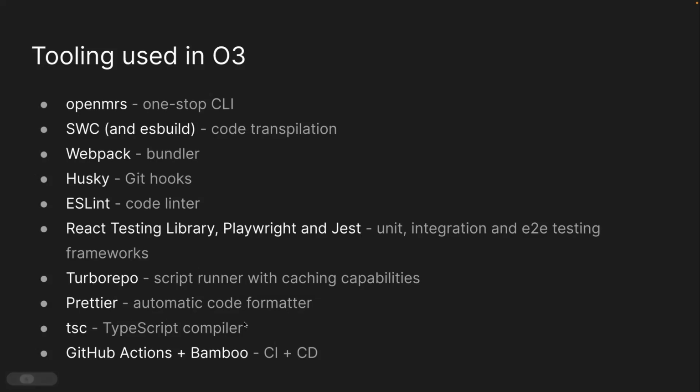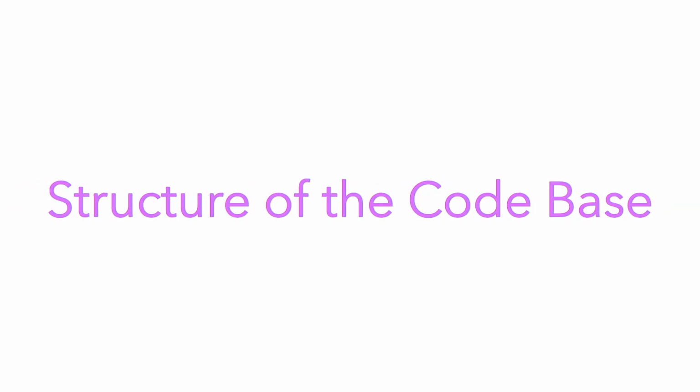Turbo Repo, Prettier for code formatting. TSC, your TypeScript compiler. And of course, for our CI and CD, we use GitHub Actions and an older tool called Bamboo from Atlassian.